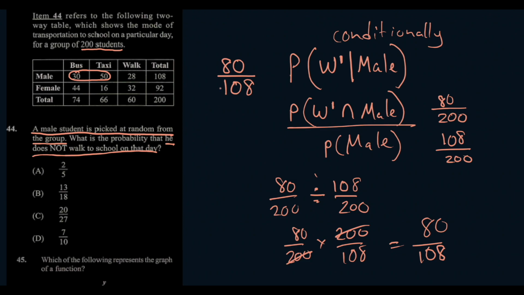Now, let's look at how to reduce this. So 80, what can go into both of these? 4 could go into 80 20 times, and 4 can go into 108 27 times. So our answer would be 20 over 27.